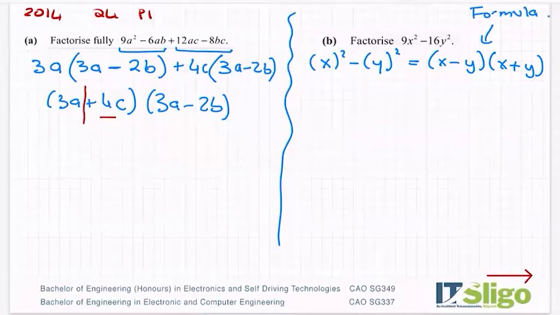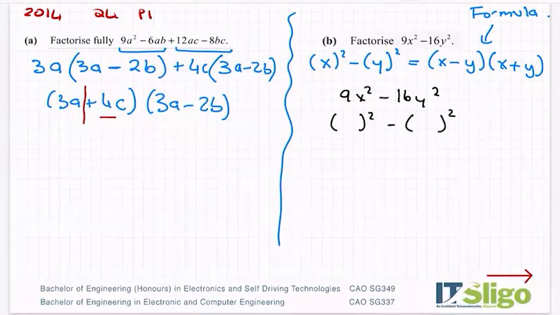Now, what does it mean? Okay, well, how do I apply that formula to this question? Well, what you do is you have to develop the brackets just like they're here. So what squared gives you 9x squared, and you have to develop the bracket here. What squared gives me 16y squared. Okay, so what squared gives me 9? Well, 3. What squared gives me x squared? Well, x. Okay, and what squared gives me 16? 4. What squared gives me y squared? It's y.